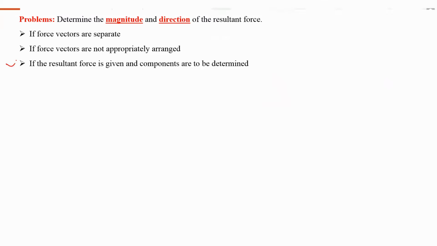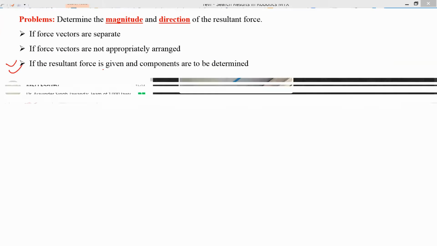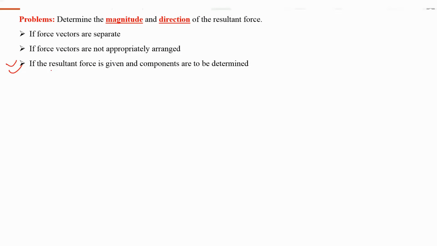Okay, then another variation is that you may be given the resultant force, and you may be asked to find out its components. That means the resultant force is directly given, and you have to determine the components. That means reverse calculation. Then another problem is that forces are not planar. You have got a non-planar system of forces. Then how will you solve the question?